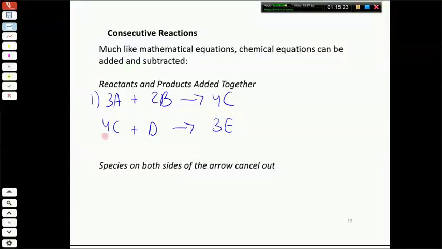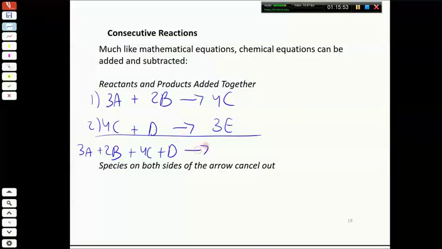And if we want to know what's the overall chemical equation, we can just add the two together. So whenever we have two chemical equations that are occurring in sequence, we just take all the reactants and combine them on one side of the arrow, and we take all the products and combine them on the other side of the arrow. So from the first equation, we have 3A plus 2B. From the second equation, our reactants are 4C plus D. So in the combined equation, all of the reactants just get combined together on the left side of the arrow. And then on the product side, we have 4C from the first reaction and 3E from the second reaction. So this would be the combination of these two equations.